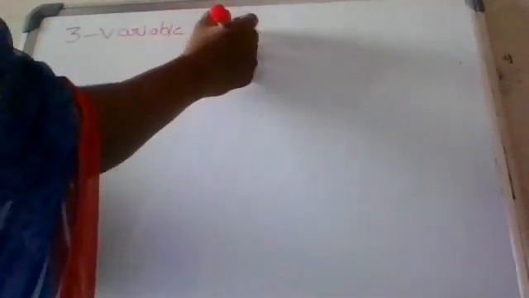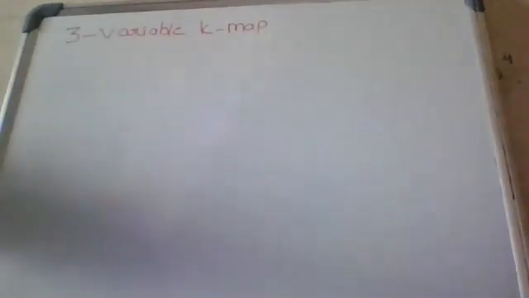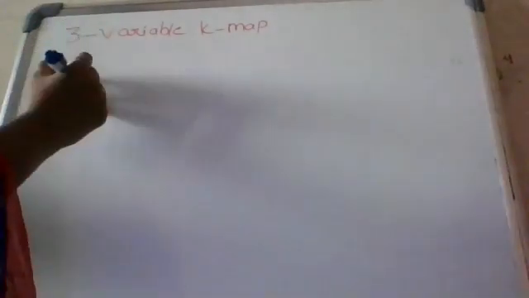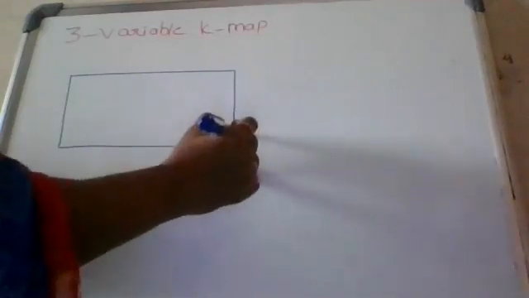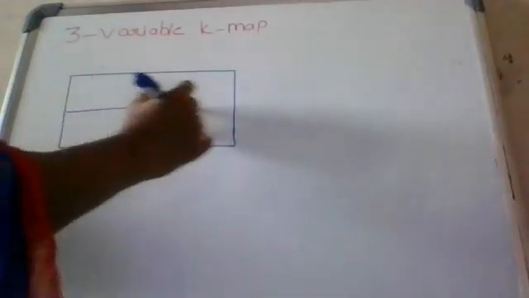So, three variable K-map. In a three variable K-map, we have two structures, horizontal and vertical. Let's take horizontal first. This is the horizontal three variable K-map.